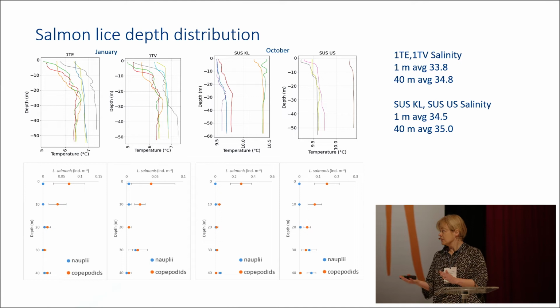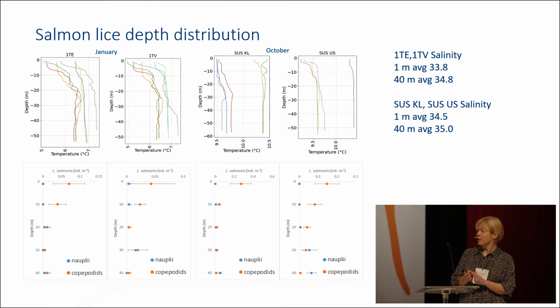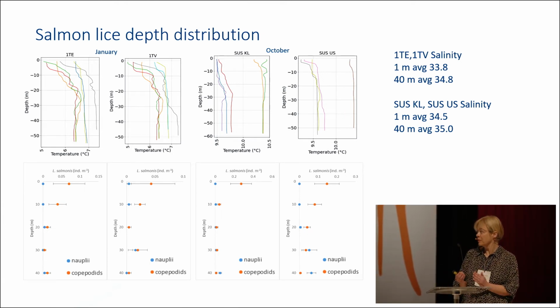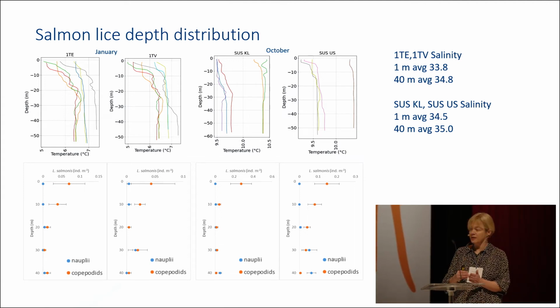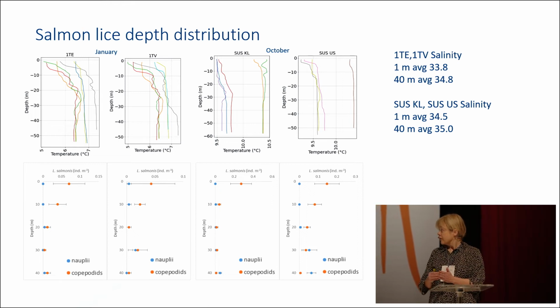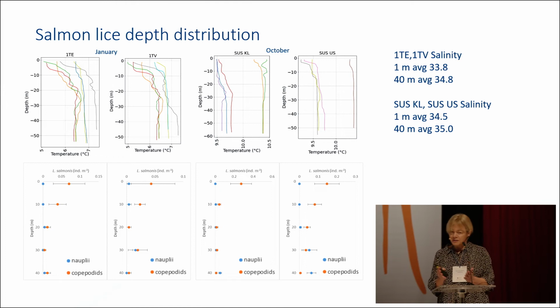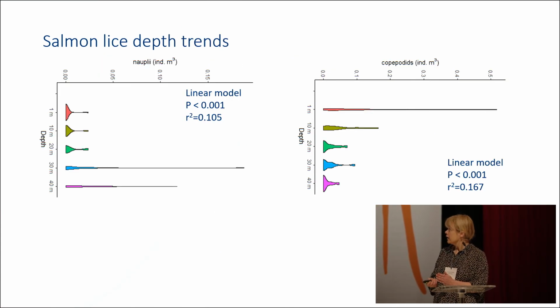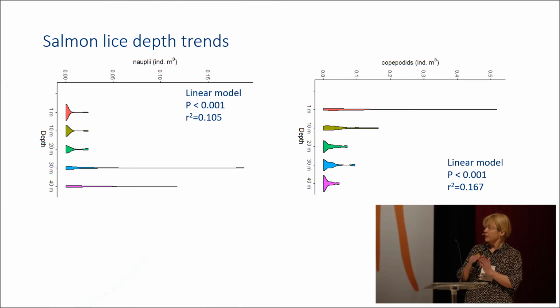And in this scenario, the abundances of salmon lice copepodite is as expected. We have most copepodites at the surface, and the abundances decrease with depth. But we still find copepodites at 40 meters depth. For the nauplii, we didn't have that high numbers, but there was a tendency towards higher numbers at depth than at the surface. And if we just look at this with a linear model, we see that the nauplii numbers increase significantly with depth, while the copepodites decrease with depth.